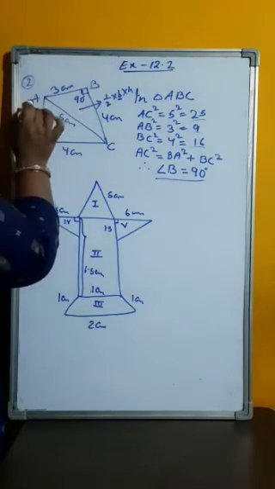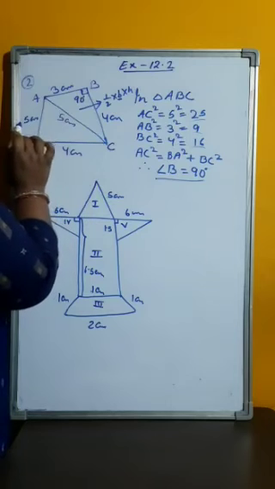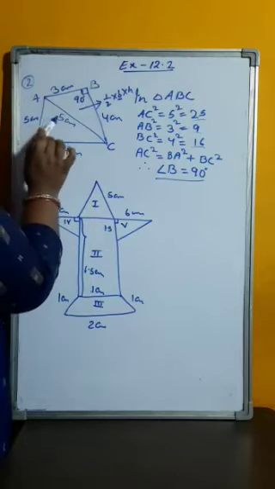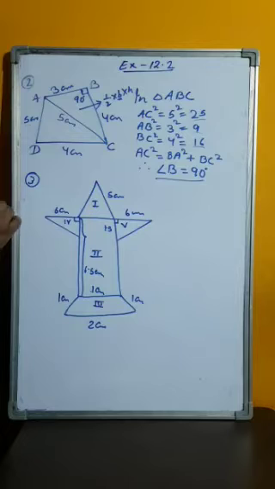Now for the triangle ADC, we have all three sides: 5 centimeter, 5 centimeter and 4 centimeter. The area of this triangle can be calculated by Heron's formula. Then we will add the area of both the triangles.